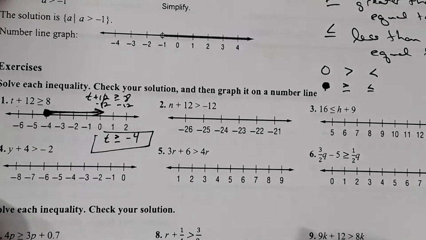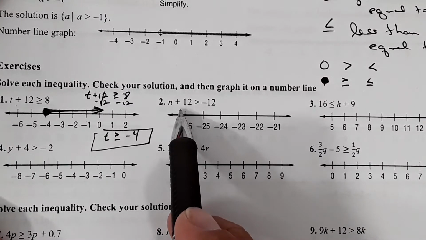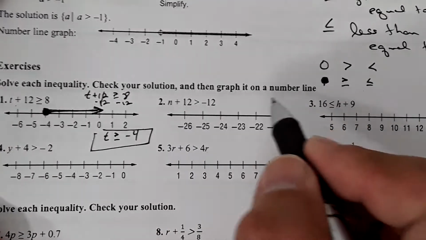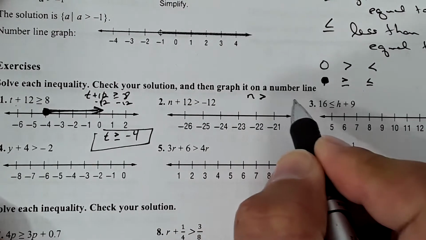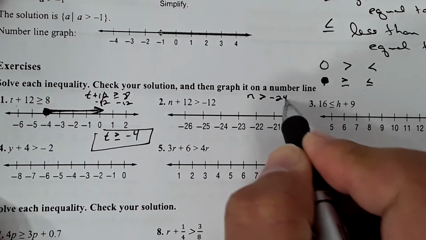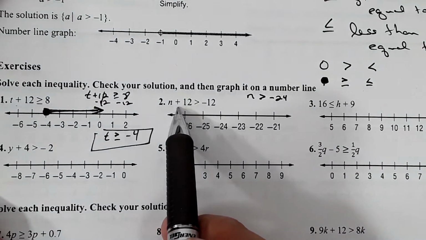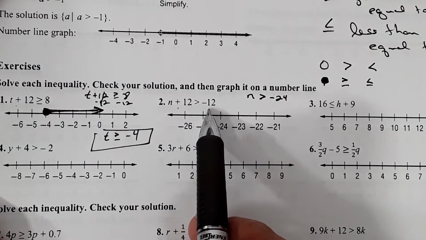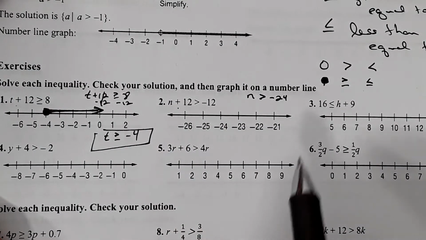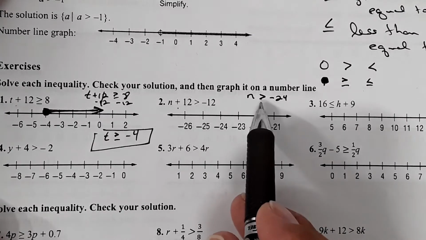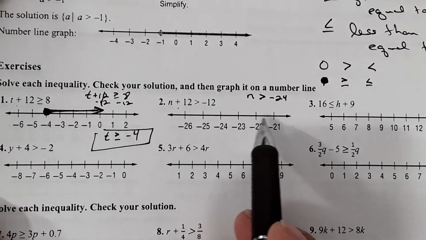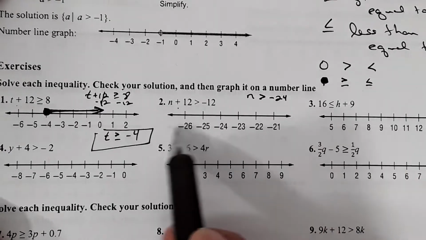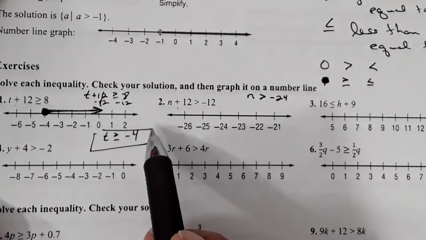Okay. So let's look at number 2. For number 2, I would take away 12 from both sides. So if I minus 12 and minus 12, that would leave me with n is greater than negative 24. Minus 12 here goes away. Minus 12 here. Negative 12 minus 12 is negative 24. So I need numbers greater than negative 24. Well, numbers greater than negative 24 are this way. Remember, negative numbers go backwards, so these numbers are smaller.